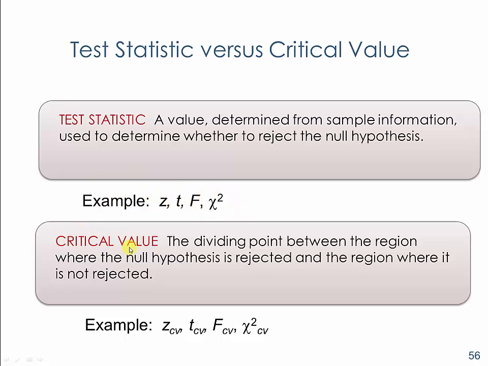And the critical value is the dividing point between the region where the null hypothesis is rejected and the region where it is not rejected. Usually it's indicated as something along the lines of z sub CV for critical value, or any of the other tests like that. We mentioned that we are testing to see if we should reject the null. Let's look at what that means.